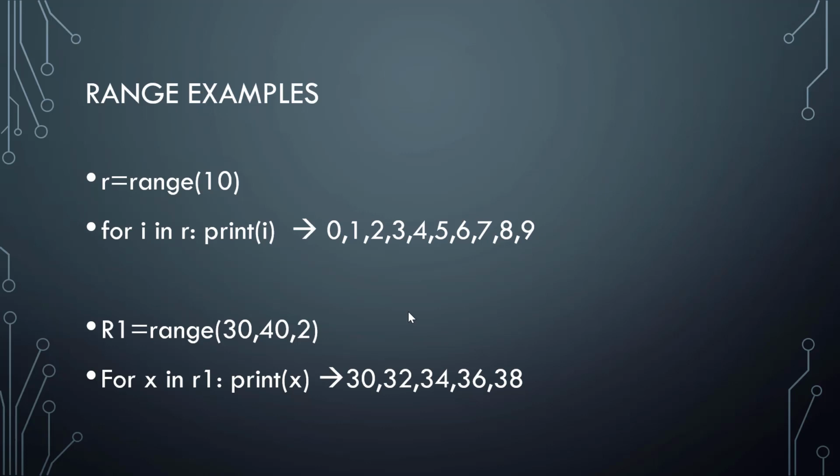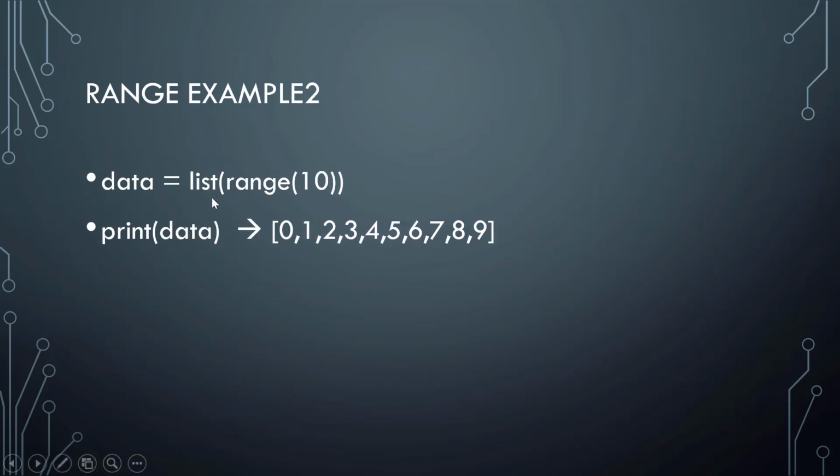I want to create a list with 0 to 9 numbers. How to do that? Very simple. data is equal to list of range of 10. Range of 10 means we know that it is creating 0 to 9 elements. But I want to keep them in a list, so data is equal to list of. List is a function here. Range is also a built-in keyword, range of 10.